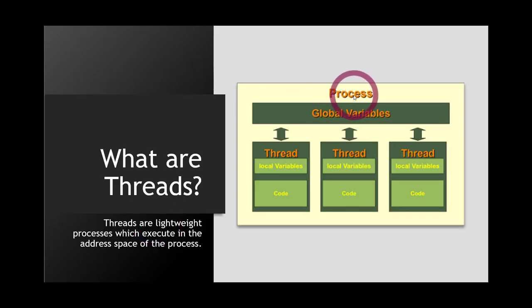Processes can be further subdivided into independent units, which are called threads. So what is a thread? A thread is a lightweight process which executes in the address space of the process. So when any process creates a thread, that thread does not have its own independent address space, rather it uses the same address space of the process which created it.